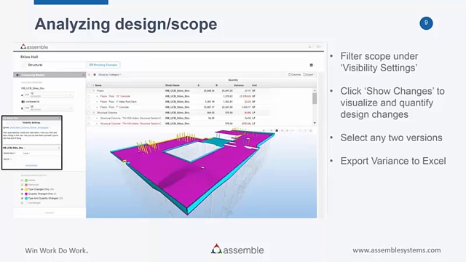If I want to see only added scope or removed scope or changed scope only, I can check off those boxes, or I can check them all on and try to absorb it. Not only can I see everything visually, but Assemble automatically generates a quantity variance. So I can see the scope and quantity for the first model, from the second model, and I can see the change. And oftentimes when we get these models, everything lights up.